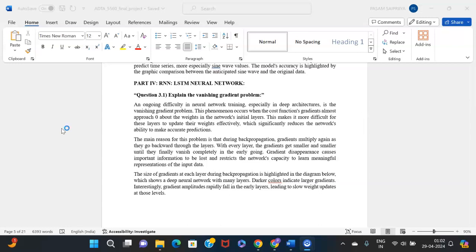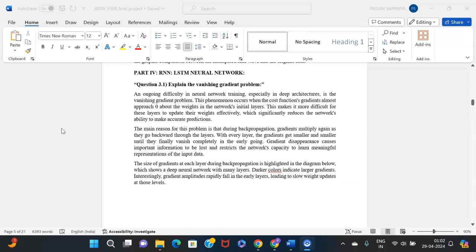LSTM neural networks. Explain the vanishing gradient problem. An ongoing difficulty in neural network training, especially in deep architectures, is the vanishing gradient problem. The phenomenon occurs when the cost function's gradients approach zero, especially with respect to the weights in the network's initial layers. This makes it more difficult for these layers to update their weights effectively, which significantly reduces the network's ability to make accurate predictions.